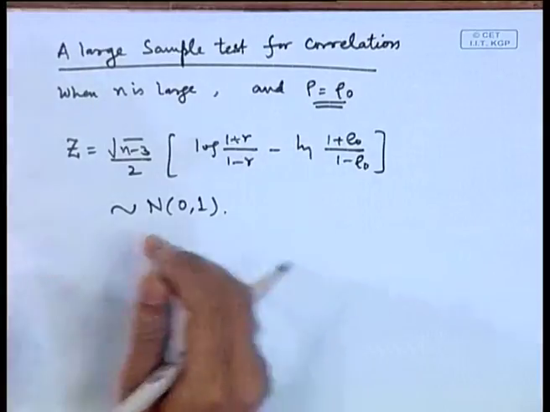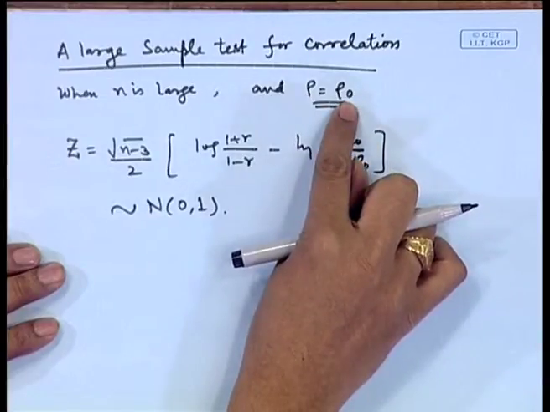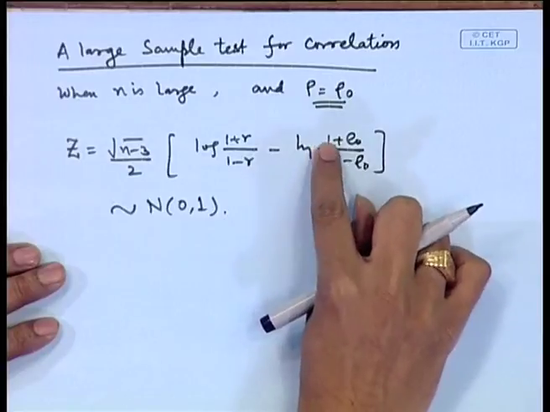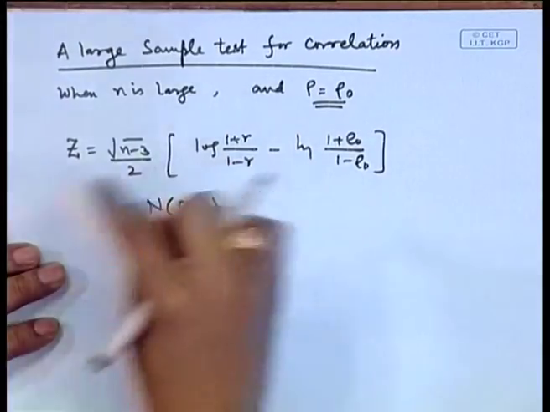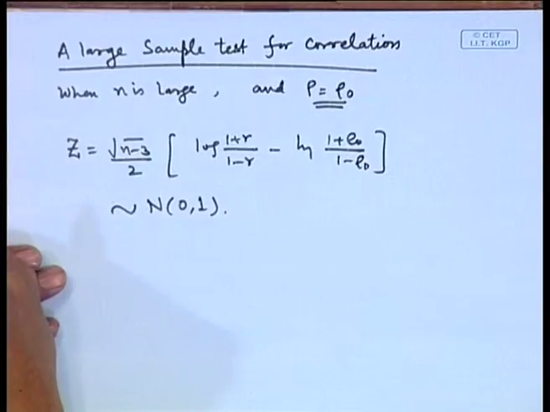So, consequently, if n is large, then we may test about the correlation being equal to any arbitrary value. Of course, if rho naught is 0 here, then this term will vanish and we will have only this particular term. So, this is an approximate normal test here, and this is not based on the assumption of normality for the initial samples, that is x i's and y i's here.